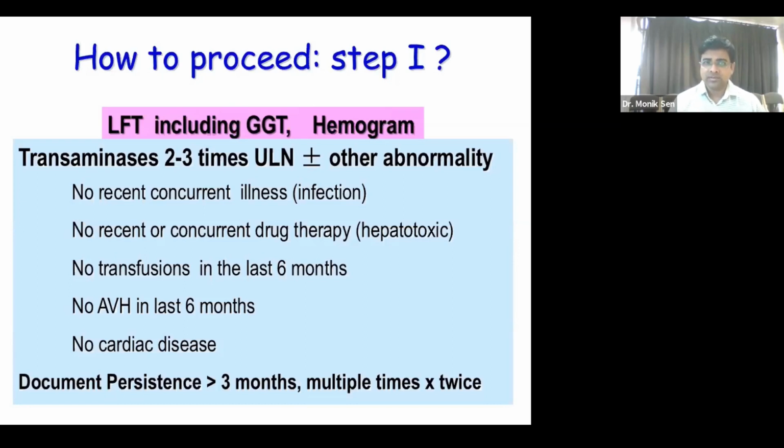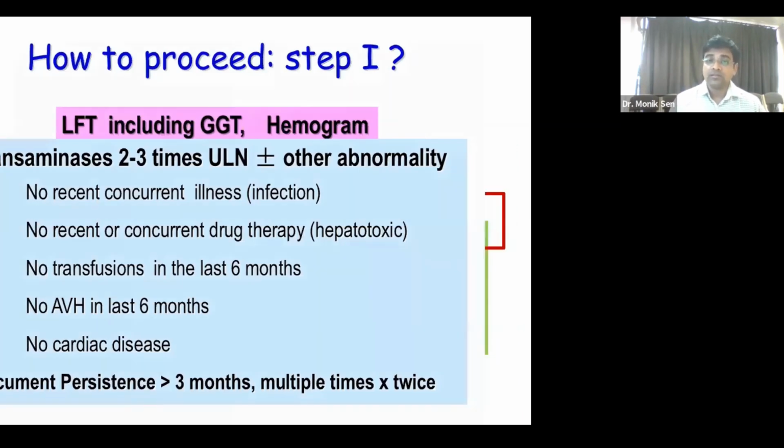So if you have transaminases, that means liver enzymes, SGOT, SGPT, or AST, ALT as you like to call them, 2 to 3 times more than the upper limit of normal, with or without any abnormality, then you have a few possibilities. You may be having a concurrent illness or an infection that has caused the transaminases to be elevated. You might have taken a hepatotoxic drug that has caused this transaminase elevation. You might have been transfused or had an acute viral hepatitis or a cardiac disease, and that has caused it. In the absence of all these 5 things, if you still have elevated transaminases, then this may be a clue to a chronic liver disease. If you document its persistence for more than 3 months, that means you've repeated the LFT multiple times and confirmed that yes, transaminases are elevated, then you are most likely dealing with a chronic liver disease.